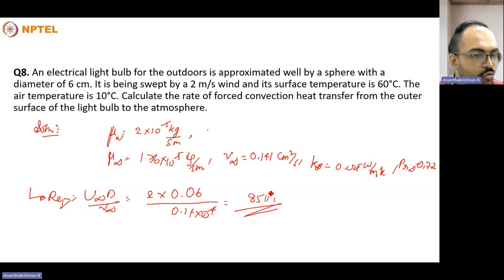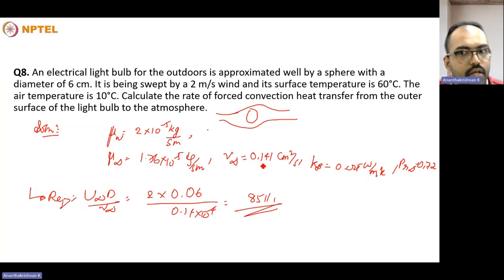But till now, we do not have a standard correlation for the spherical objects that are being hung in an air stream. So in this case, this is a light bulb for the outdoors swept by the air like this. We do not know what will be the transition in this case. We know for the flat plate, but we do not know for the case of these bulbs what will be the transition.